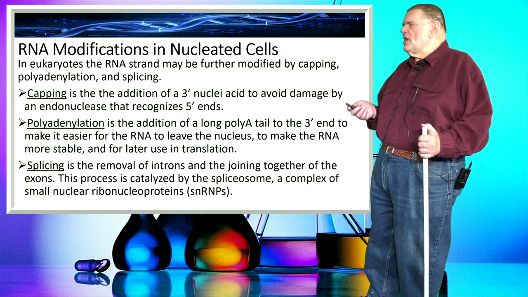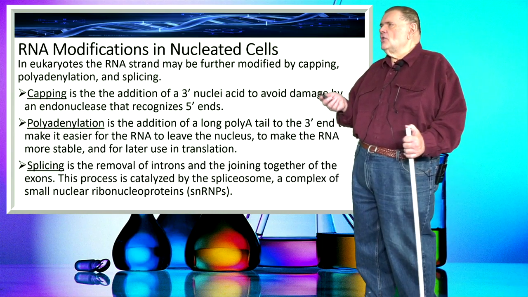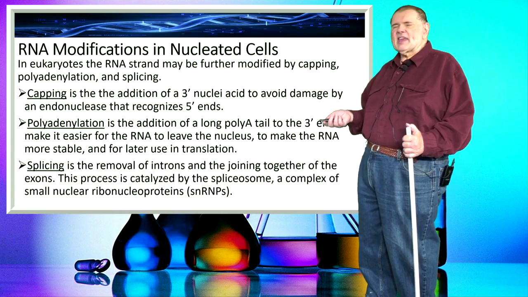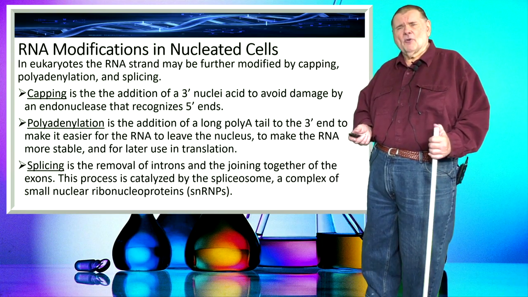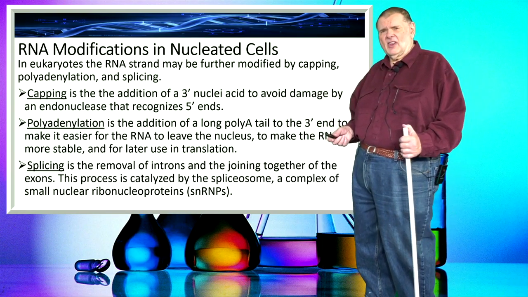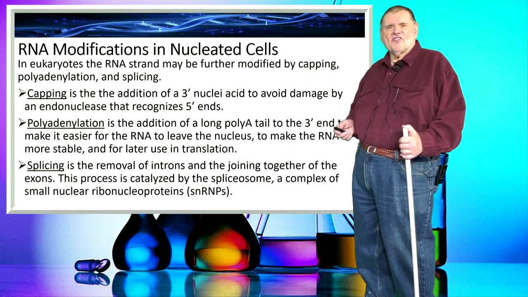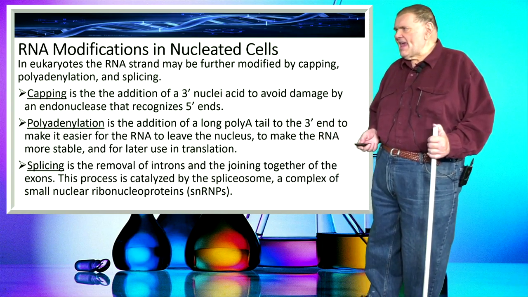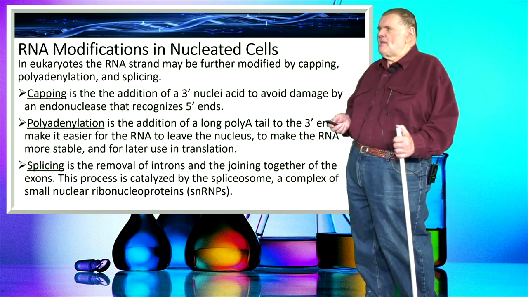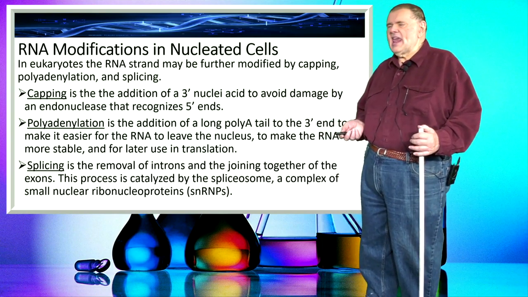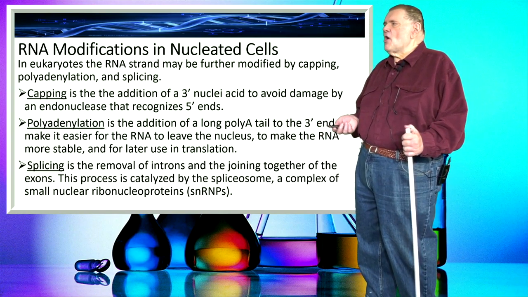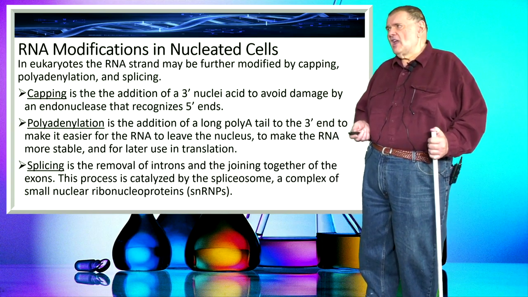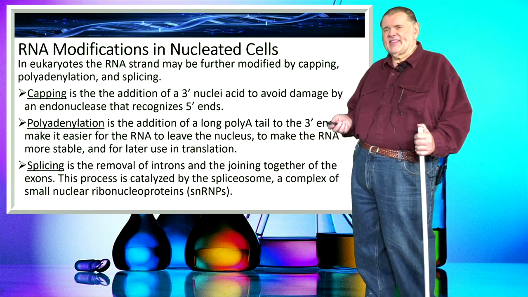Capping is the addition of a 3' nucleic acid on the end to avoid damage by any endonuclease that recognizes 5' ends. So it just adds on a 3' nucleic acid at the end to disguise it. Polyadenylation is the addition of a long poly-A tail to the 3' end to make it easier for the RNA to leave the nucleus, to make the RNA more stable also, and for later use in translation. That poly-A tail becomes very important.